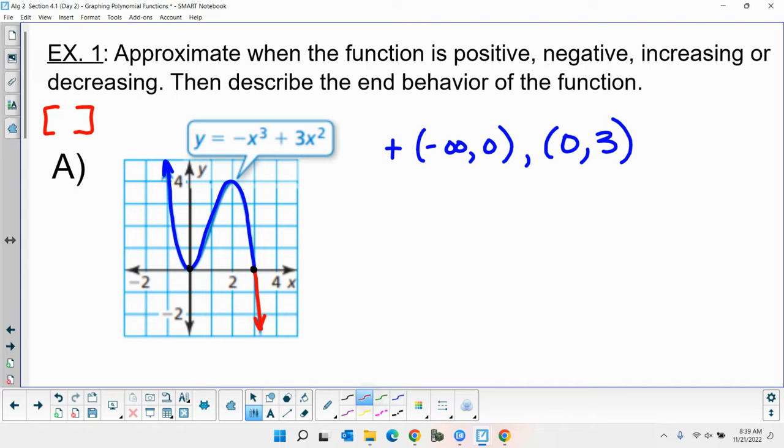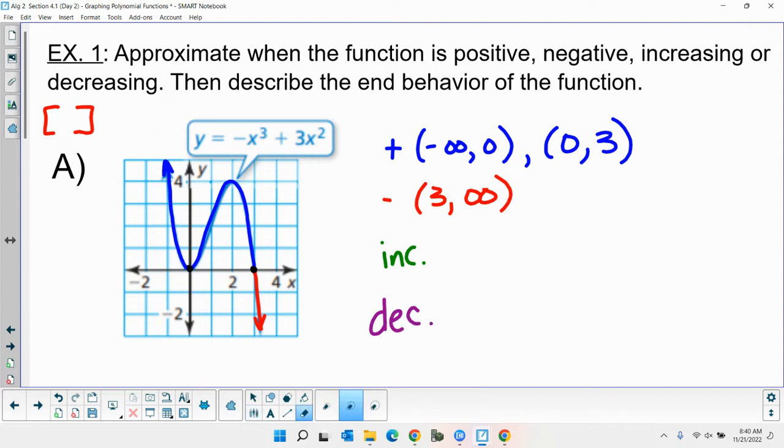For the negative section, it's from 3, and again, when x equals 3, it's 0. So it's not positive or negative, so I can't have a bracket, okay? And then to forever, to infinity. So that's the two intervals where it's positive, and one interval where it's negative. Okay? Increasing, we're going to make green. And decreasing, we're going to make purple.